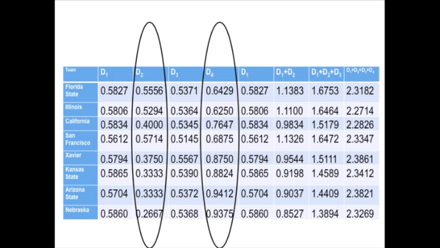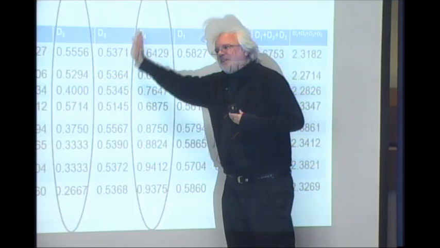Now, to explore these teams further, there's a pattern that emerges. In this table, I've listed the four teams Dominetrics would select at the top, Florida State, Illinois, California, and San Francisco, versus the four that actually got picked, Xavier, Kansas State, Arizona State, and Nebraska. What you'll notice is that with regard to the most important dimension of performance, they're all roughly on a par, playing opponents that won between 56 and 58% of their games. Opponents' winning percentages are also somewhat similar, ranging 51, 53, 55. Where the differences are is in dimensions 2 and 4.